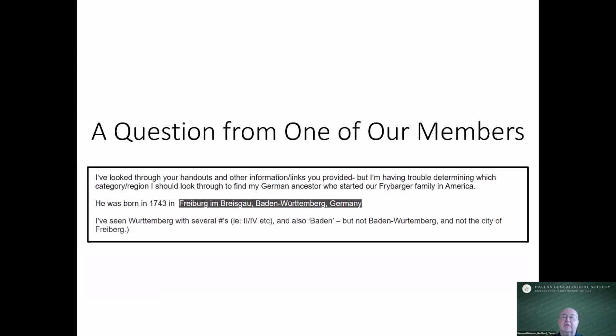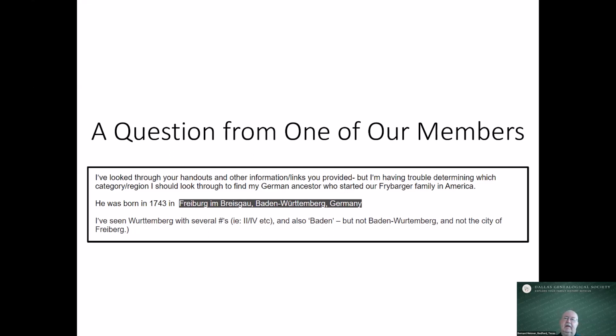Okay, earlier this week, I got a question from one of our special interest group's members talking about one of her German ancestors who was a member of the Freiberger family. They knew he was born in 1743 in Freiburg im Breisgau, Baden-Württemberg, Germany. Again, time and place. And they were asking, okay, I looked at your notes. I haven't heard your presentation yet. How do I find them? I couldn't quite figure it out.